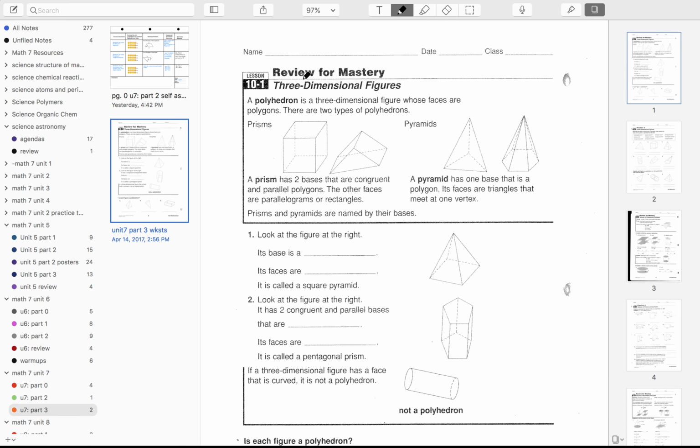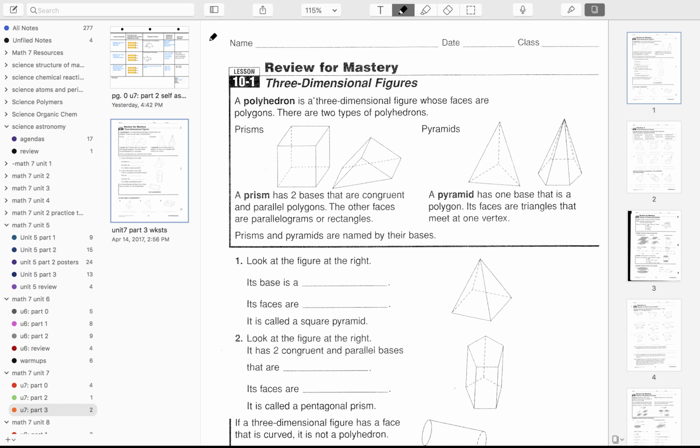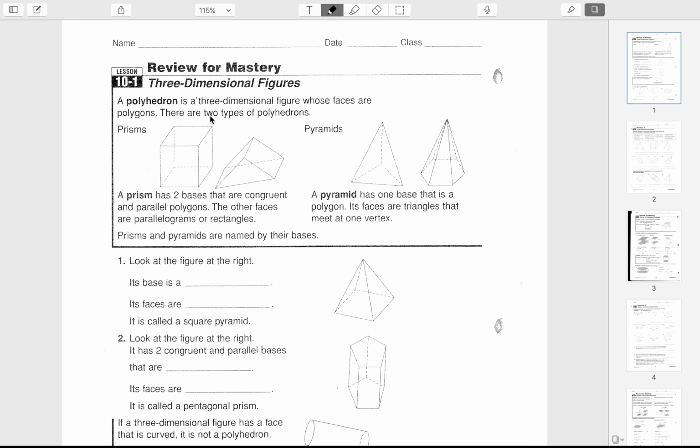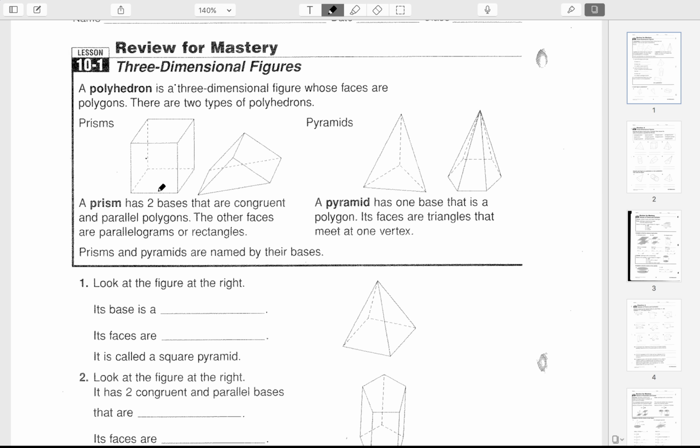So this video will be covering lesson 10-1. So let's start with the review for mastery. This is about three-dimensional figures. So a polyhedron, here's the definition, is a three-dimensional figure whose faces are polygons.